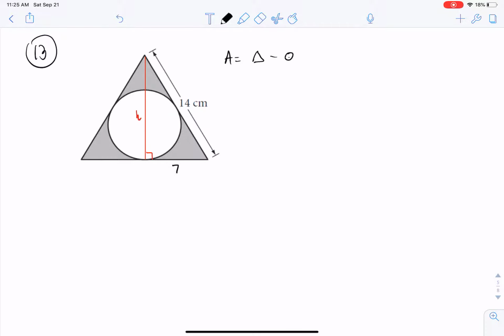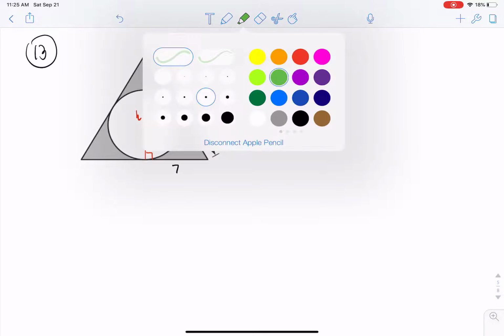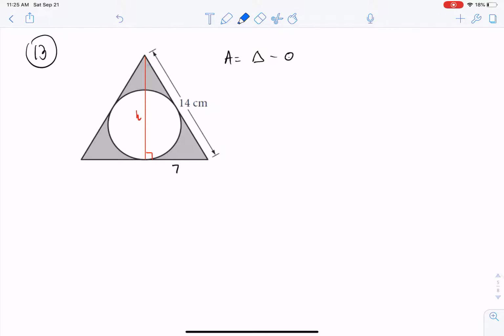Okay, so now I want to use, let's color this nice and pretty, I'm going to use the Pythagorean Theorem on this right triangle over here. I said color it in nice and pretty, and so it looks like a preschooler just colored that in. That's just how I do it. Okay, so Pythagorean Theorem, to get this height, we'd have h squared plus 7 squared is equal to 14 squared.